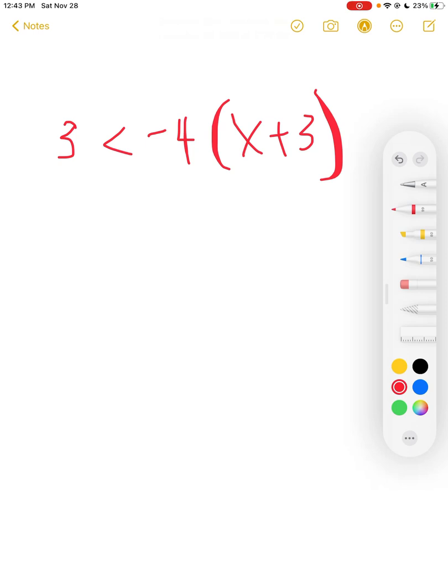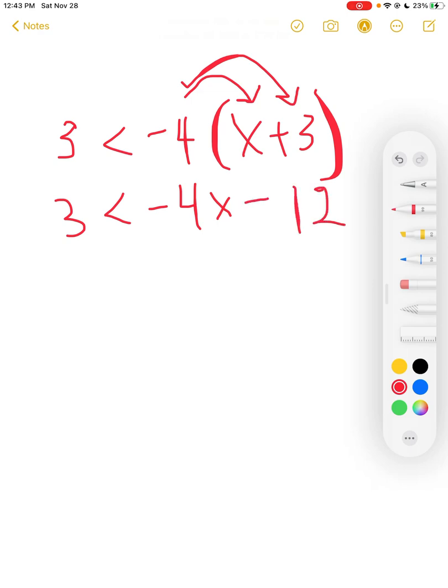Okay, we're going to start by using distributive property. This time it's in -4 that we're distributing, so just be aware of that as we multiply. The 3 stays the same on the left. -4 times x, -4x, -4 times 3, -12. From there, it's a two-step inequality.